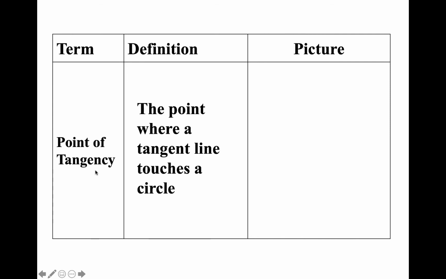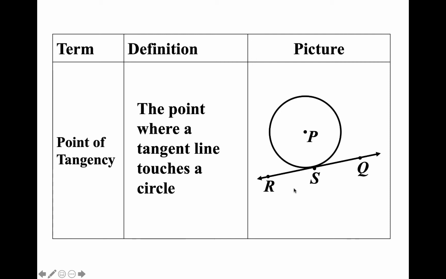The point of tangency is the point where a tangent line touches a circle. So here's my tangent line. The point on the line, that's the point of tangency, would be point S, because that is where the line is tangent to the circle.